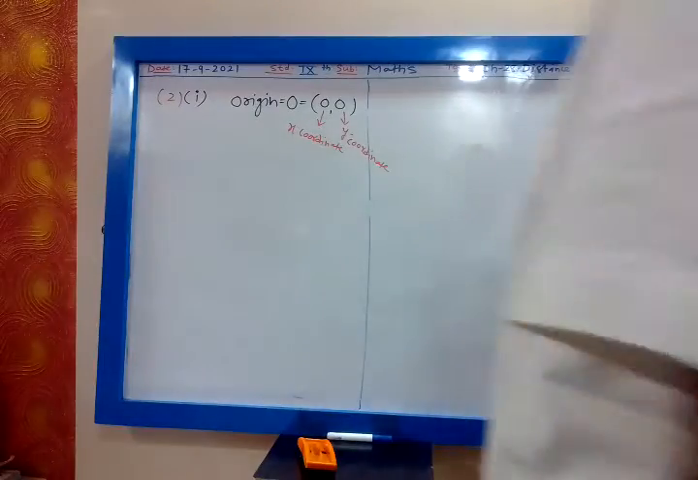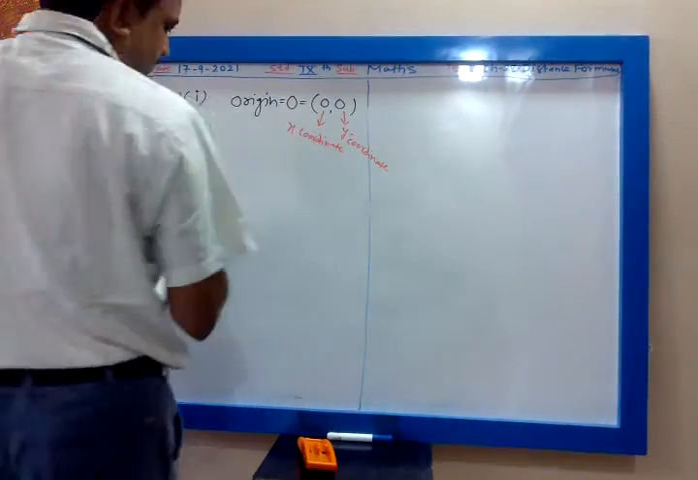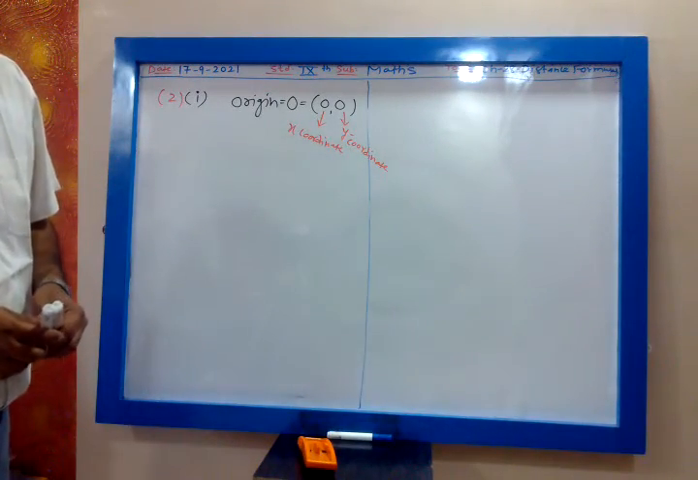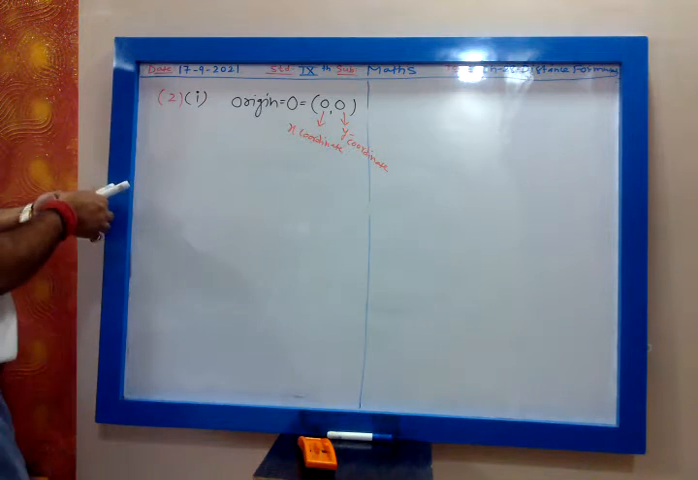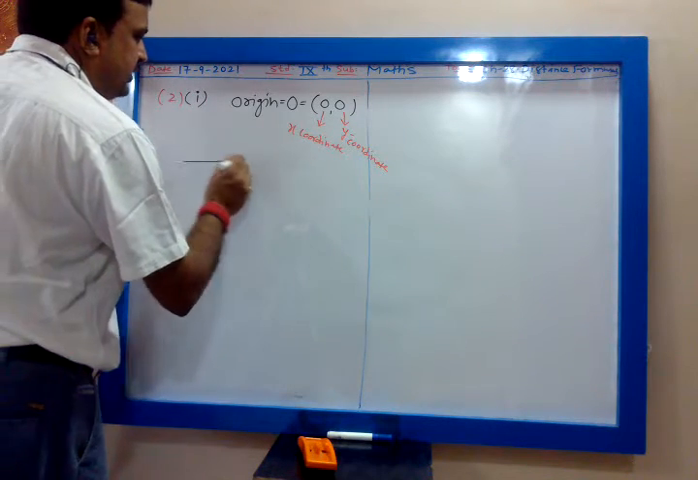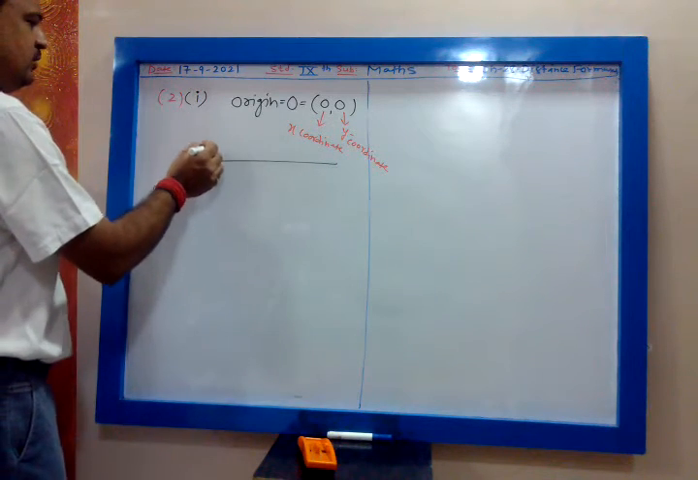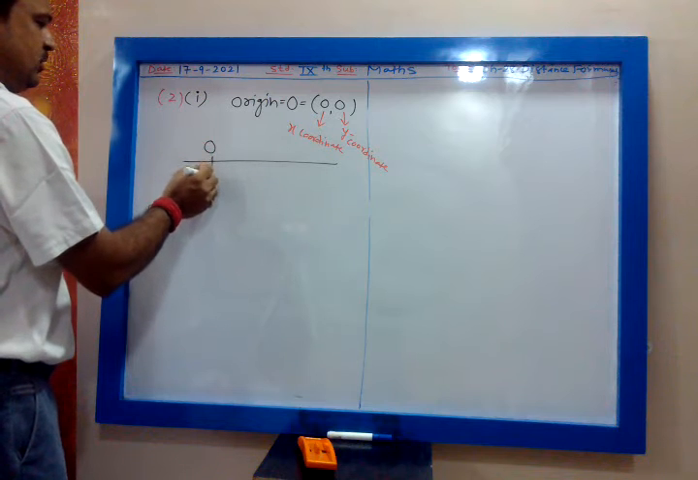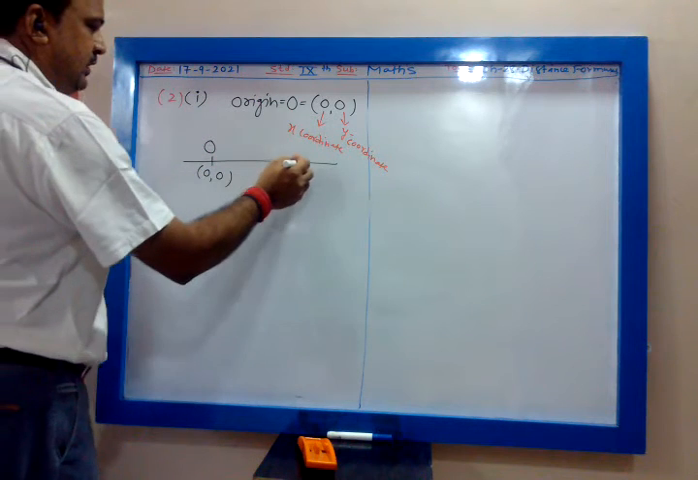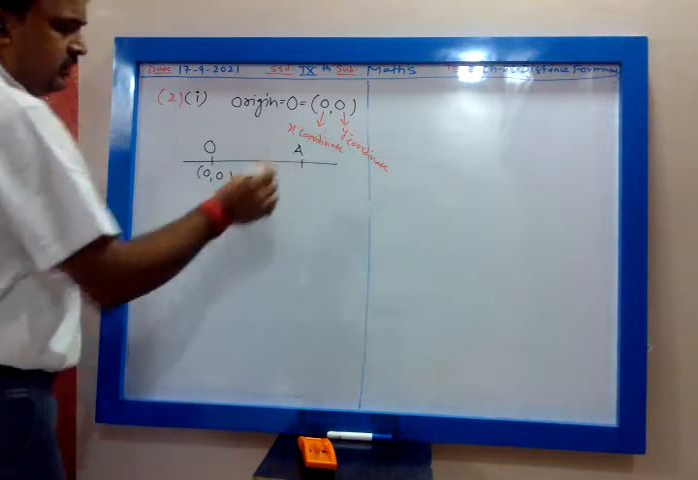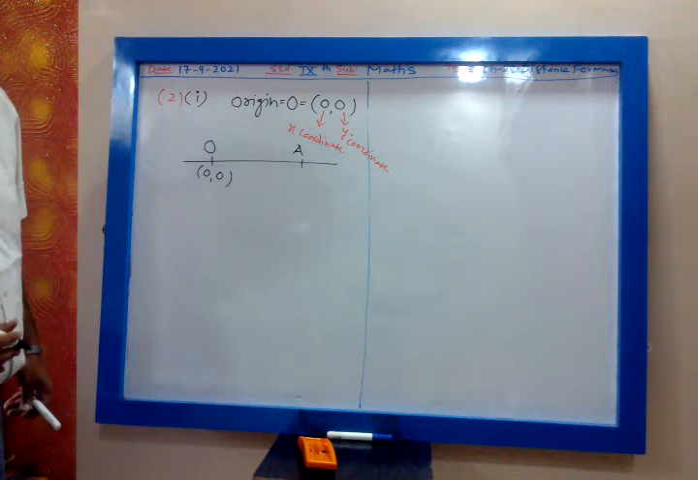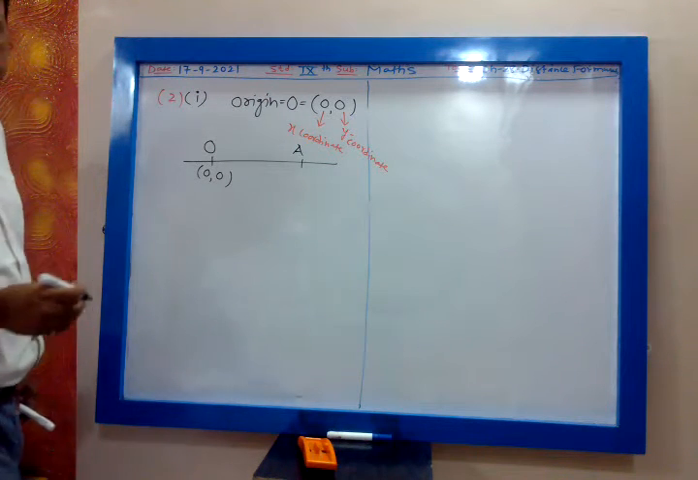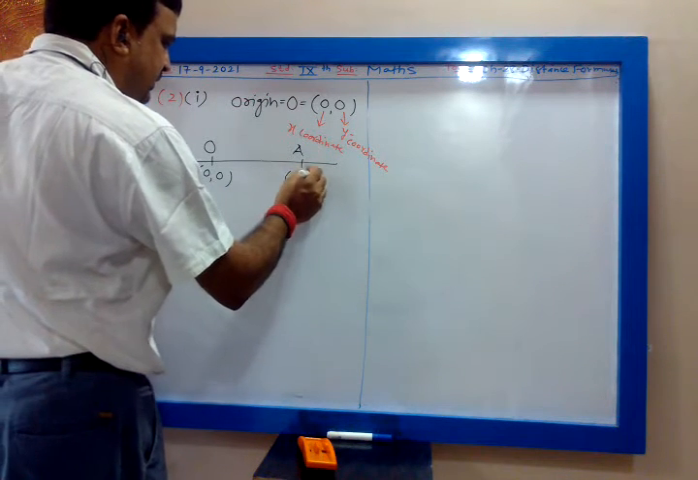as x coordinate 0 and y coordinate 0. So find the distance between origin and the given point. Find the distance between origin and the point minus 8, 6. You can take one point as O, origin 0, 0, and the other point as A.